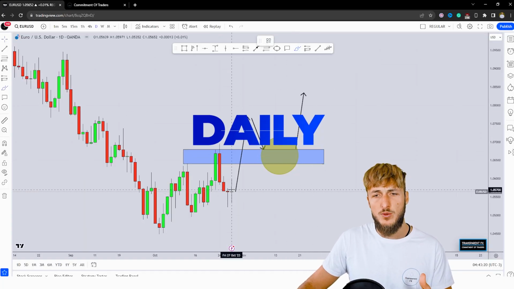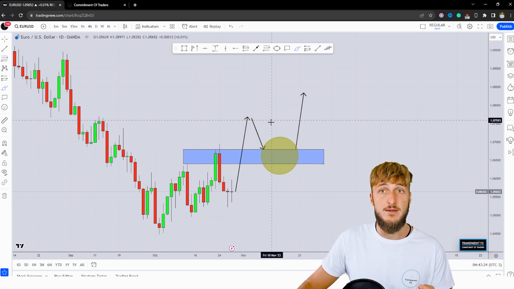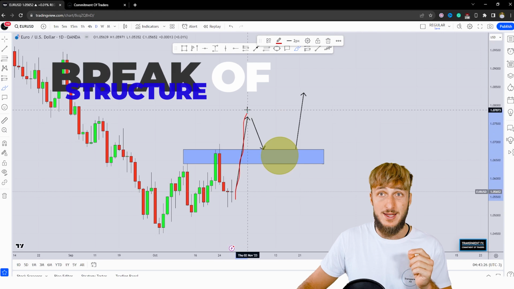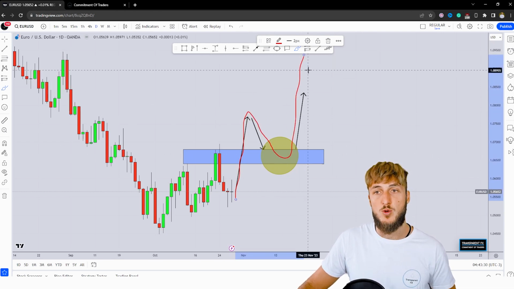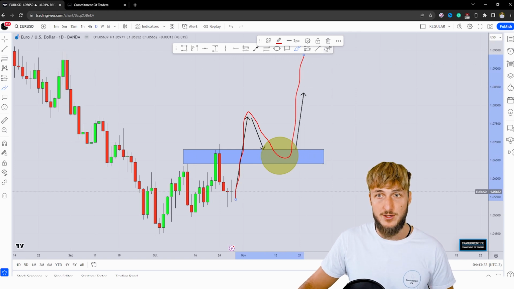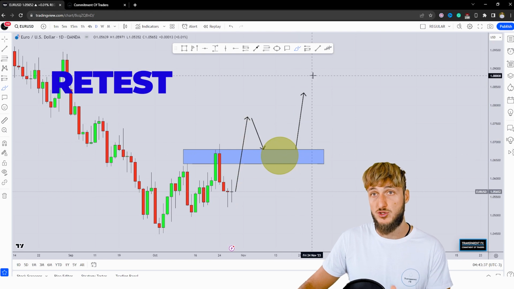So we don't know if the market will remain below this resistance level. But if the market manages to break above, that is where things get interesting, because after a break on the retest, that is where we have good probabilities of a move higher. So if we get this break on the retest, that is how we could be approaching this potential move higher.